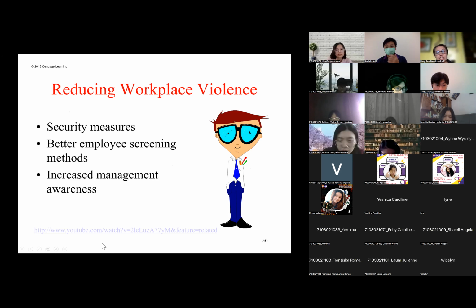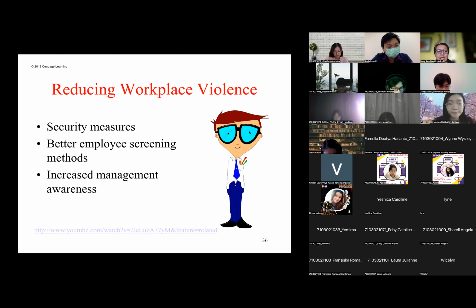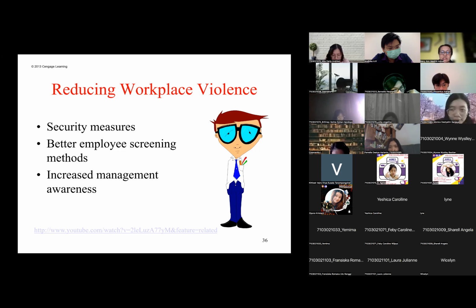So how would workplace violence be reduced? You tighten, no, security measures. Again, we look at recruitment, better employee screening methods, and increased management awareness. What is it that the management should be aware of? The gripes, or the different concerns of the employees, so that there will be no employee who will feel so frustrated because of a certain concern, like not being given overtime pay, for example, or a continuously very bad working condition. Like it's very warm, it's very hot, and the employer does not even provide a better working condition. If this continues for a long time, it may produce some kind of frustration among employees, which could lead to workplace violence.